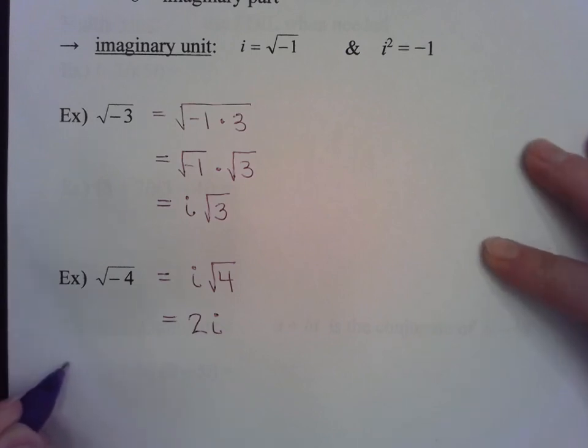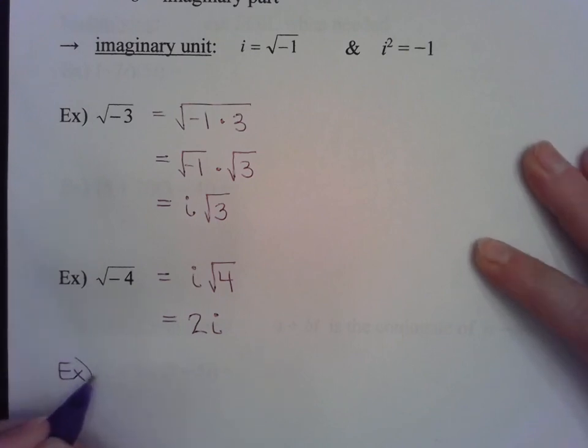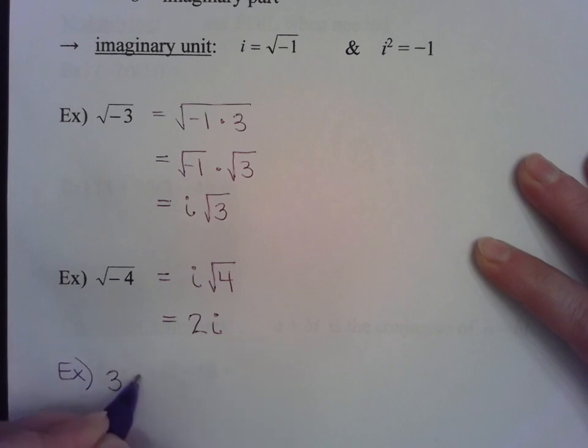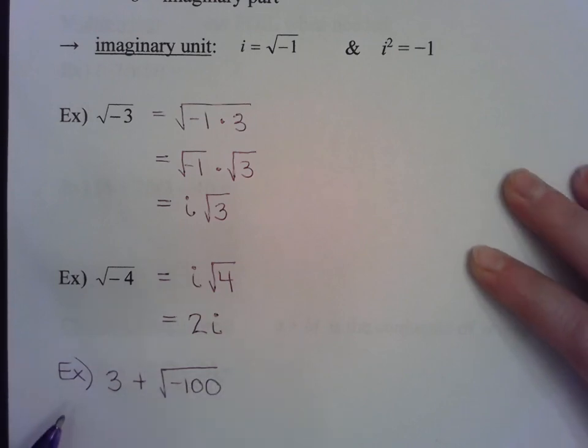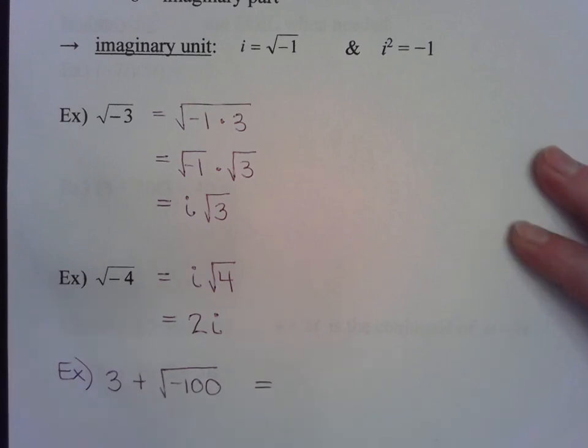Okay, let me add one example here. What if we had 3 plus the square root of -100? Let's try that. So what would the square root of -100 be? It's negative, so there's going to be an i involved. And the square root of 100 is 10. So that would be 3 plus 10i.